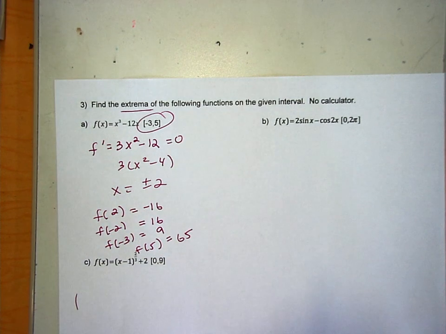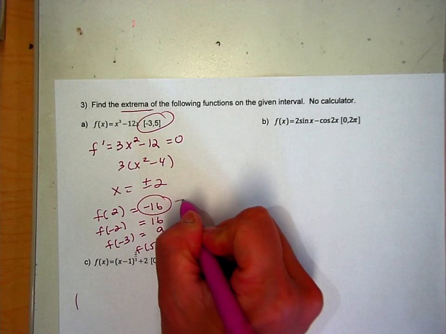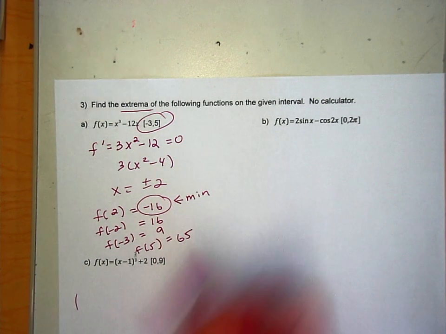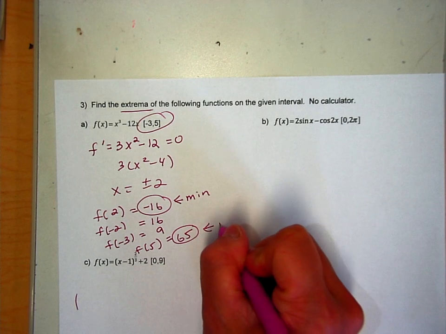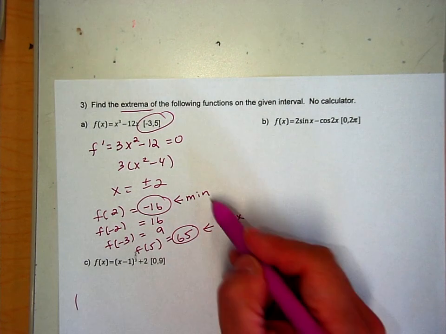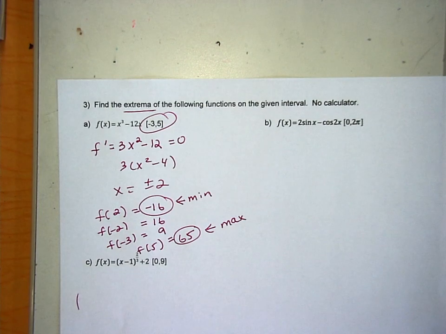I'm looking for the absolute max, absolute min. The smallest y value is negative 16. So this is my absolute minimum. And then the highest value I see is 65, so that's my maximum. If I don't put the word absolute in front, it implies absolute.